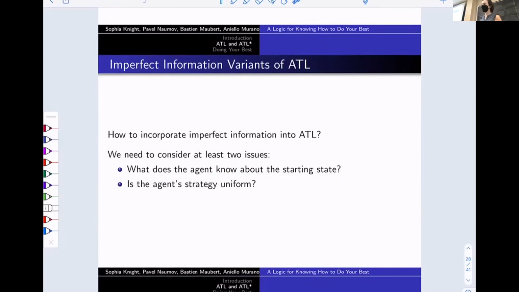And then the second question is whether the agent's strategy is uniform, like we talked about. So they choose their actions based on what they know about where they are now.